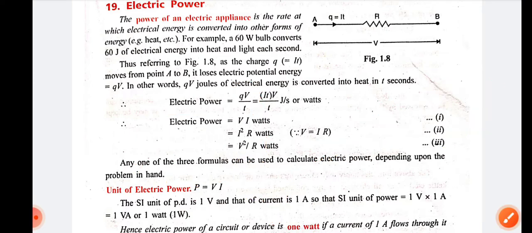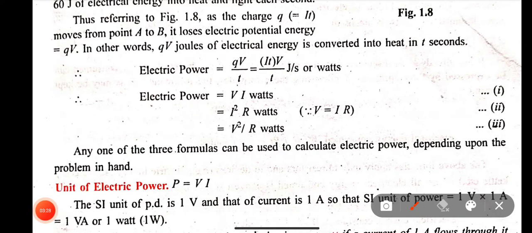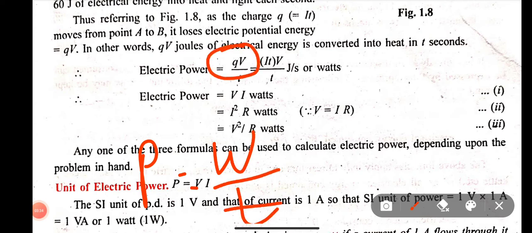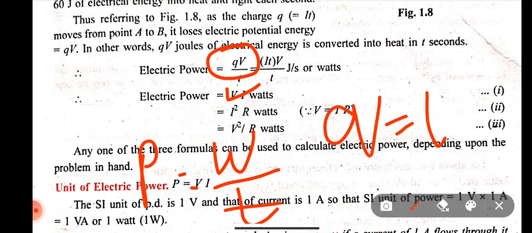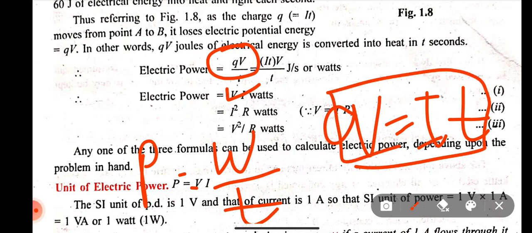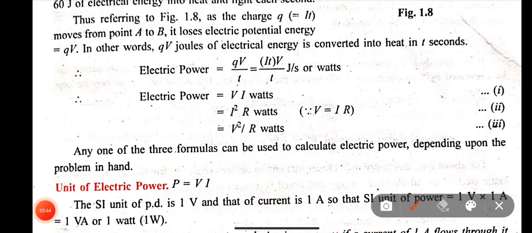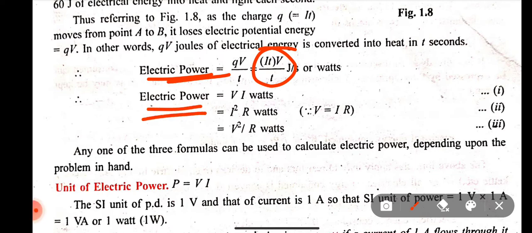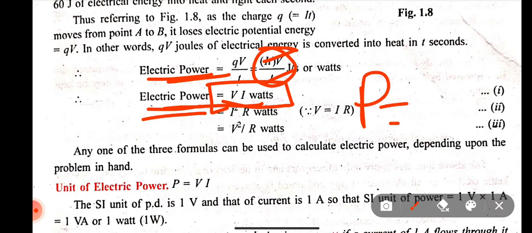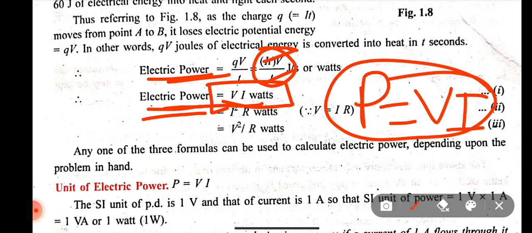Electric power, as I told you, is work done per unit time. So work done can be written as Q into V upon time. We also know Q equals I into T. When we write I into T, we get this form of electric power. Electric power is simply V into I, because here T cancels T. Then electric power P equals V into I. Voltage into current is known as power, right?